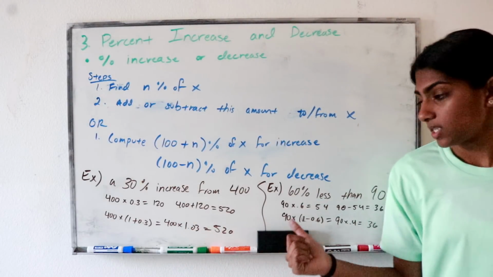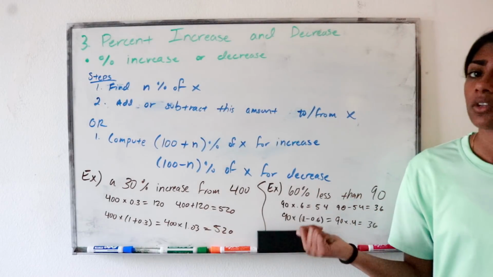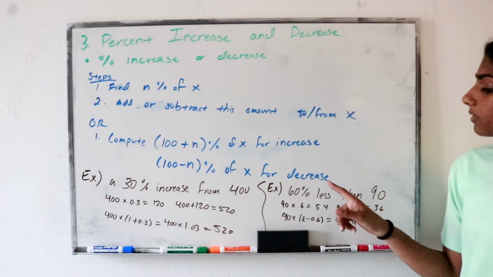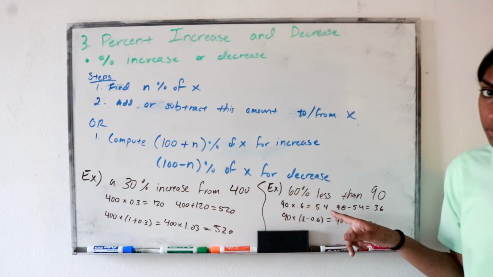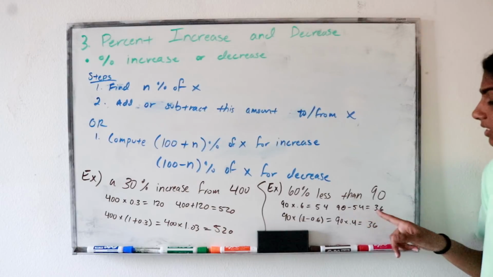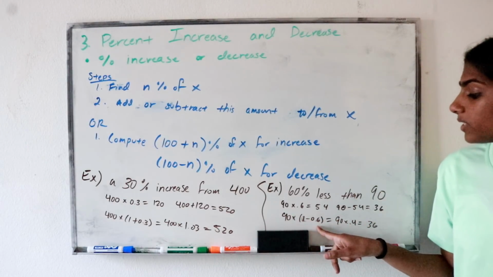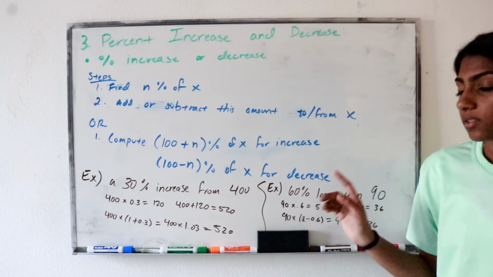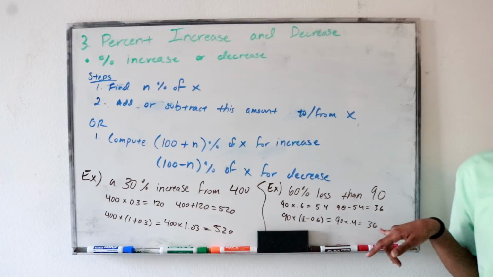So the next example is a decrease. We want 60% less than 90. So that means our result has to be less than 90. Using the first method, we can just do 0.6 times 90, which equals 54, and then subtract that from 90 to get 36. Or what we can do is immediately do 1 minus 0.6, which gives us 0.4. You just do 90 times 0.4, which equals 36 as our answer.